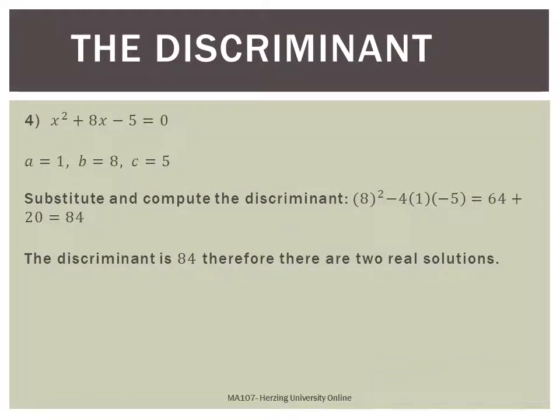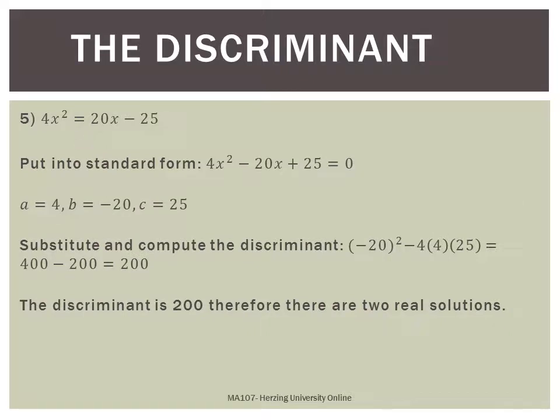Example 4. x squared plus 8x minus 5 equals 0. a equals 1, b equals 8, and c equals negative 5. Substitute and compute the discriminant. 8 squared minus 4 times 1 times negative 5 equals 64 plus 20, which is equal to 84. The discriminant is 84, therefore there are two real solutions.